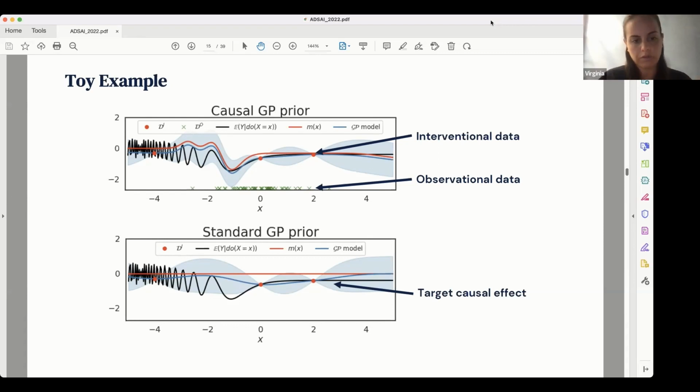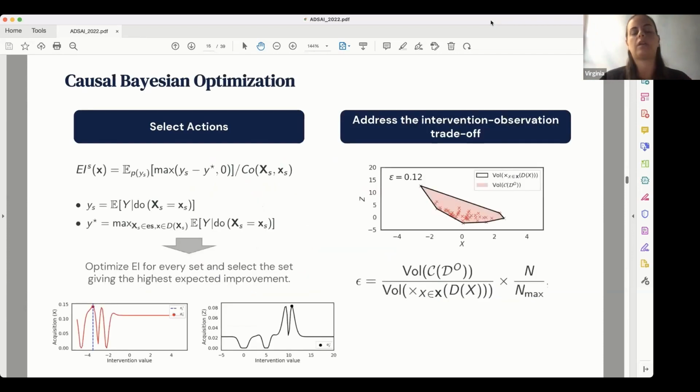Indeed, if you see from the bottom row, the posterior mean function, which is the blue line, would just pass through the data, but it would not capture the behavior of the function in areas where it doesn't have interventional data. So once we have this surrogate model construction, we need an acquisition function. In this case, we use an expected improvement acquisition function that allows us to decide which interventions to collect next.